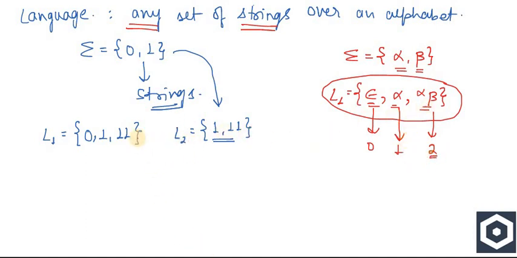Suppose that I give you a language like this, 1, 0. So what can you tell me about this language?